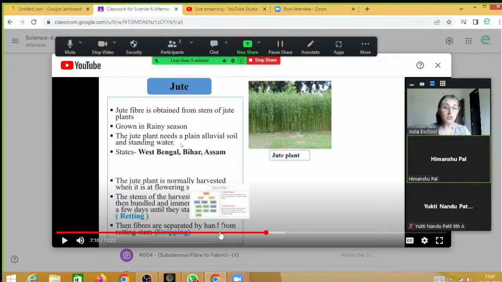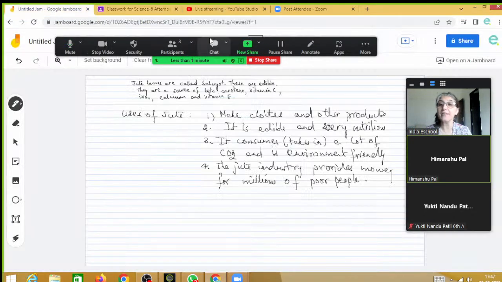That separation, we saw how it is done, it is called stripping. I think we did not write that. I will write it here. Stripping. That is also a process, stripping.